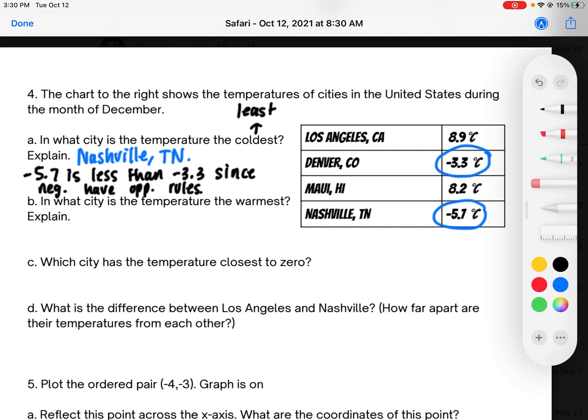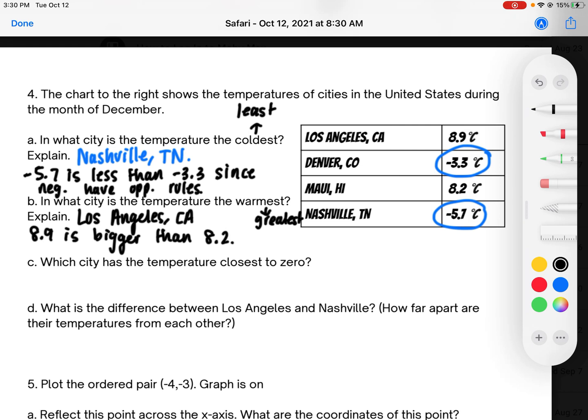All right, and which city is the temperature the warmest? Once again, since coldest meant least, warmest is going to mean greatest. So we're going to look and see which of these temperatures would be the biggest. Obviously it's going to have to be positive, right? When we're comparing those positive numbers, we have 8.9 and 8.2. And of course, the bigger one would be 8.9. So that would be Los Angeles, California. And we know that because 8.9 is bigger than 8.2.